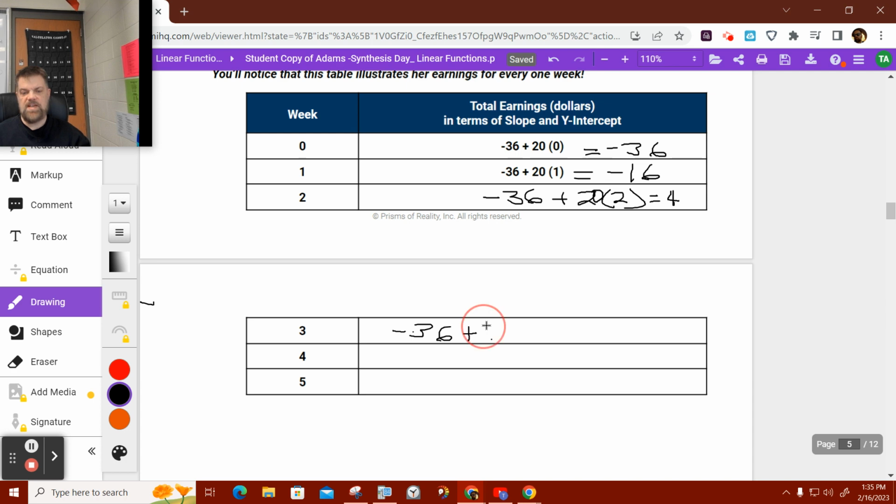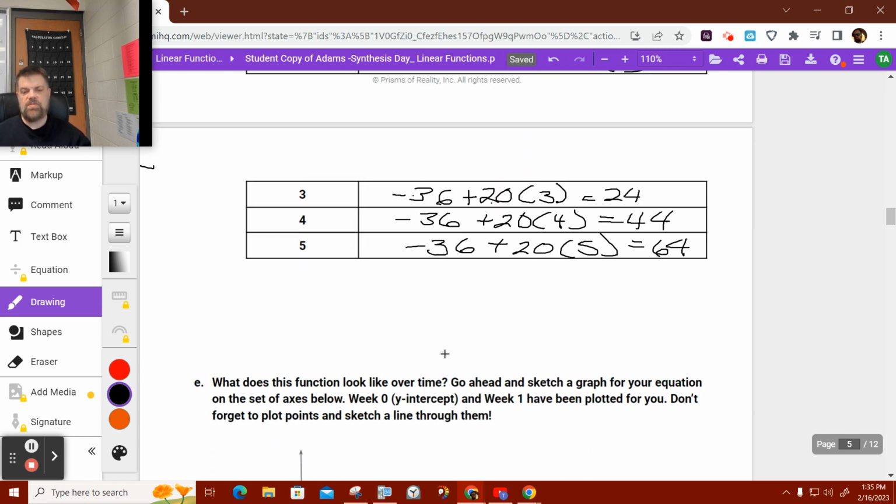You guys are supposed to be paying attention and correcting me. So that would be $24, right? Negative 36 plus 20 times 4, that would be $44. And then negative 36 plus 20 times 5 would be $64. Okay? Now, if I were to write an equation for that, well, wait, first we got to graph this.